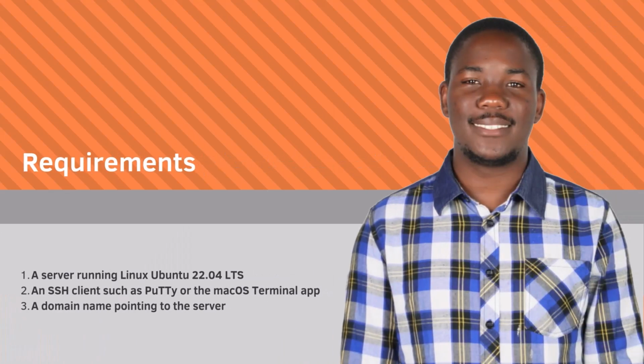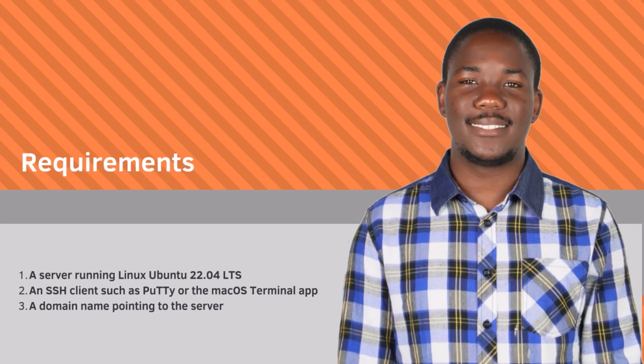First, you'll need a server running Linux Ubuntu 22.04 LTS. You also need an SSH client such as PuTTY or the macOS Terminal app. And finally, you'll need a domain name pointing to the server that you intend to install Textpattern on.